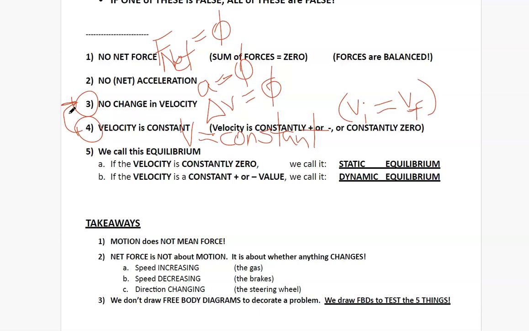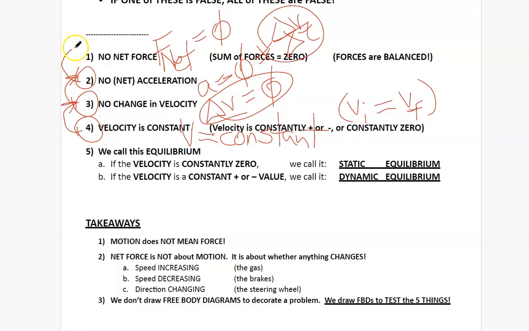If there's no change in velocity, remember, acceleration is the change in velocity over the change in time. If this is zero, then this is zero too. So that has to also be true. This tells you that that's true. And what you'll learn is that according to Newton's second law, the net force is always equal to the mass times the acceleration. If the acceleration is zero, then the net force must also be zero. So one of these means all of these.